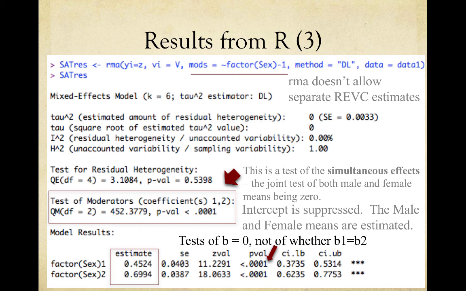The whole model is significant. So this is kind of like the test for R² for the model in regression, whereas this would be the test for the individual B weights in regression.